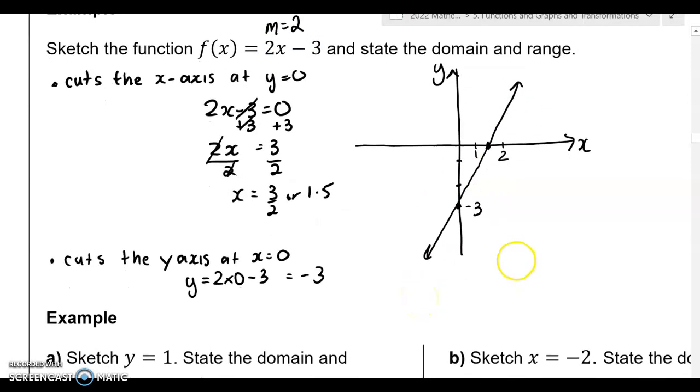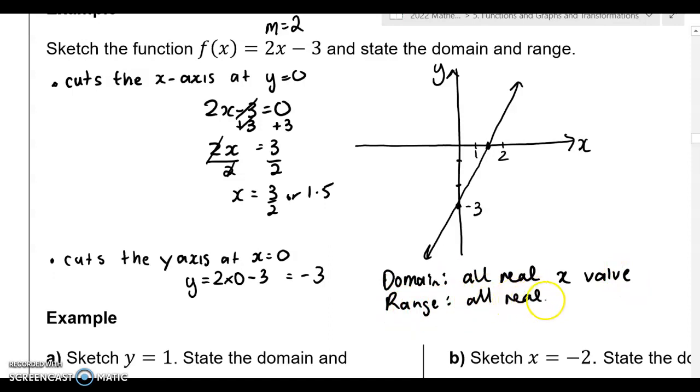So that's good. Okay, domain and range. Domain are our x values. What are our x values? Well, that's going to be all values of x. Our line doesn't have a restricted domain there. So we'll say all real x values. And our range is going to be the same. There's no restriction on that. So we're going to say all real y values.